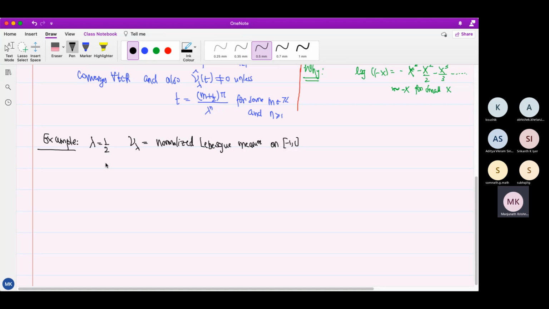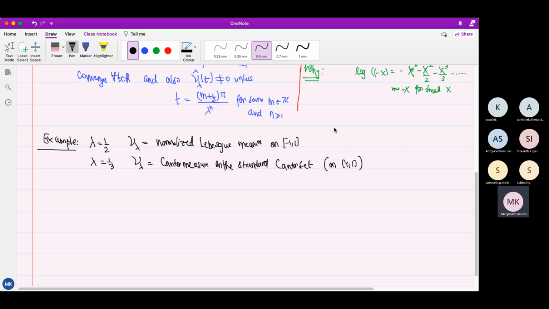Another one you may have seen is lambda equal to 1/3. So in this case, nu lambda is what is called the Cantor measure on the standard Cantor set. Well, okay, it's not standard on -1, 1. I am taking the standard Cantor set as usually, you take 0, 1, delete the middle 1/3. Then in each of the remaining intervals, you delete the middle 1/3 and so on.